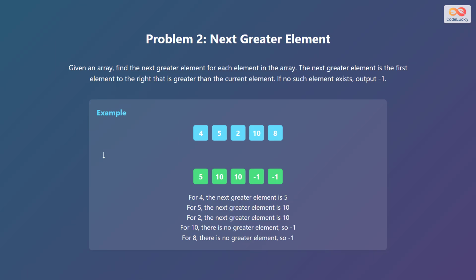For example, given the array 4, 5, 2, 10, 8, the next greater elements are 5, 10, 10, -1, and -1 respectively. Because for 4, the next greater element is 5. For 5, the next greater element is 10. For 2, the next greater element is 10. For 10, there is no greater element, so it is -1. For 8, there is no greater element, so it is -1.